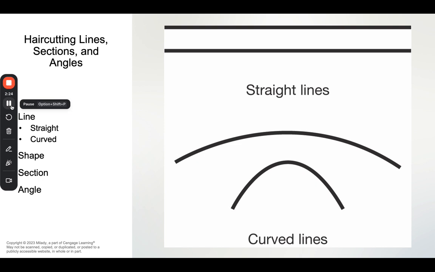So objective number 2, cutting lines, sections, and angles. All haircuts are made up of lines, sections, and angles. A line is a thin continuous mark used as a guide. The two basic lines used in haircutting are straight and curved. The head itself is made up of straight and curved lines. So when you cut lines into a haircut, the hair falls into a shape.